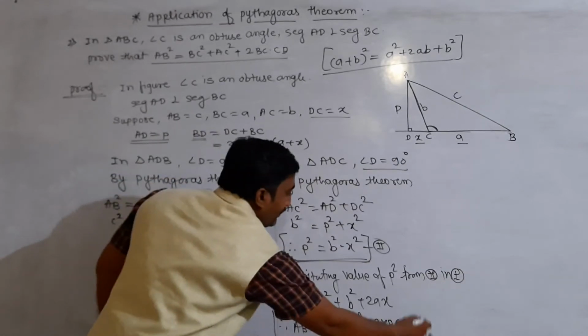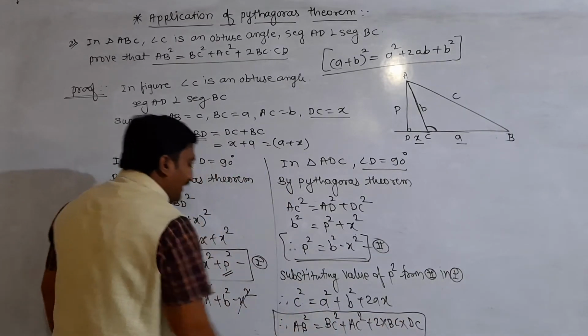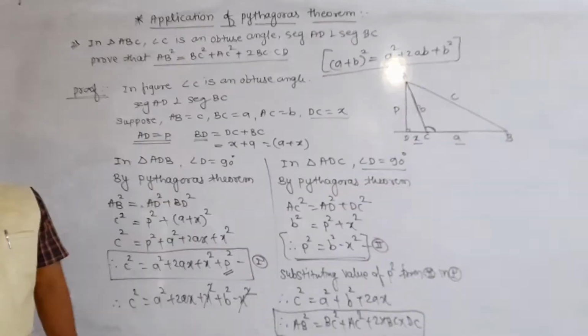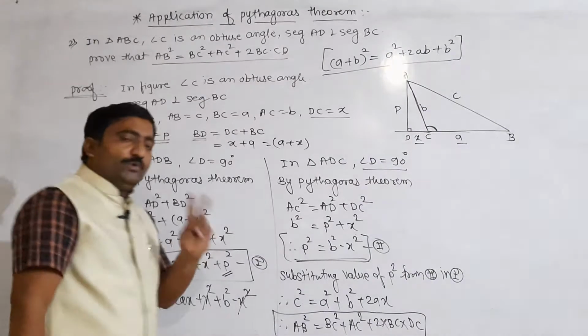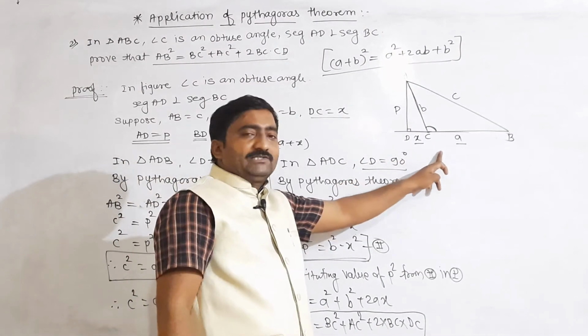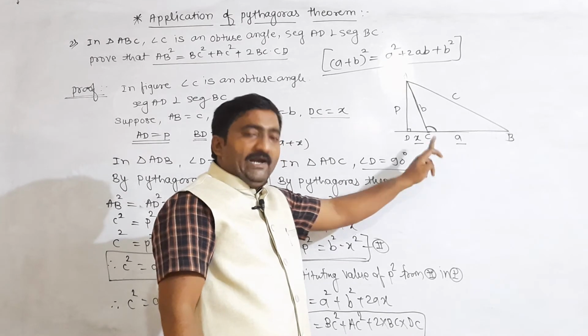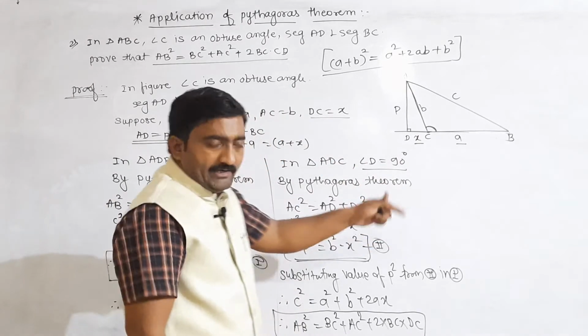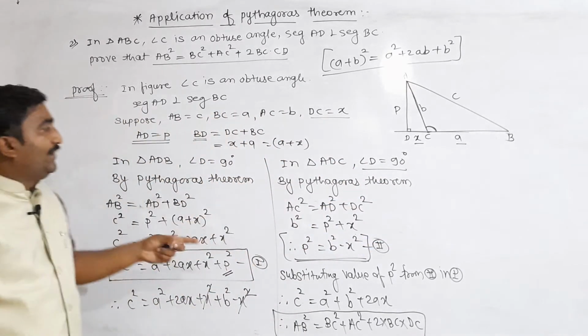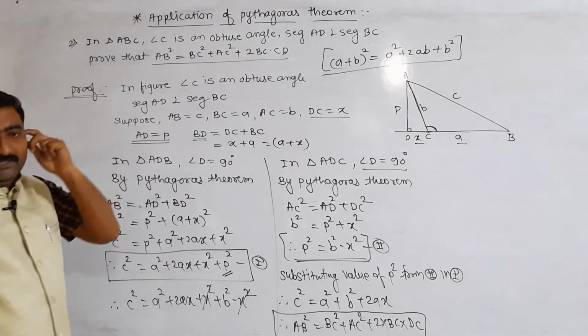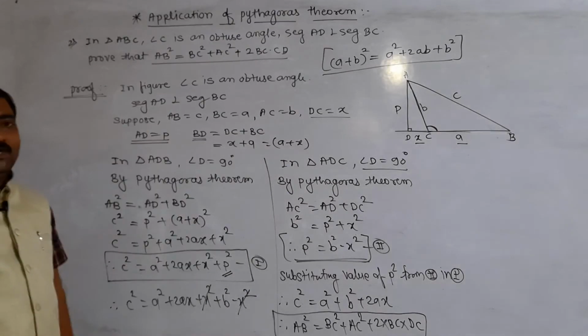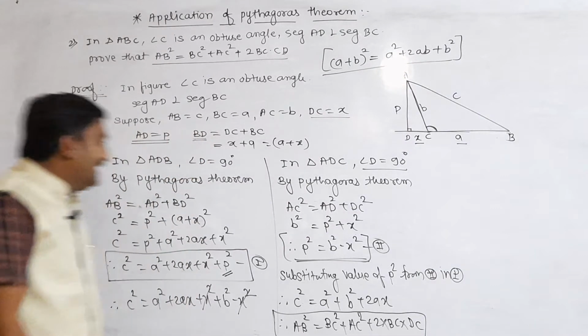This is the proof and this is the second application of Pythagoras theorem. But remember that there are only two conditions: when angle C is an acute angle and when angle C is an obtuse angle. So study carefully. These are the two applications of Pythagoras theorem. Depending on it, we have to study Apollonius theorem.